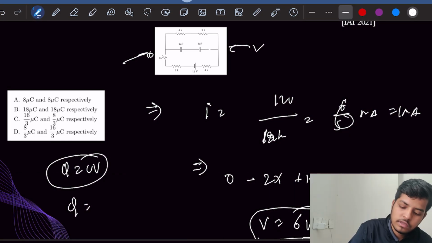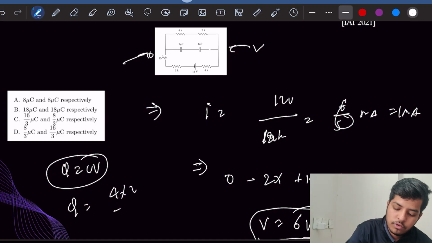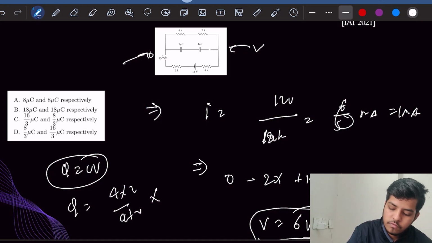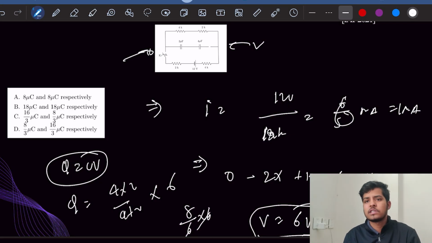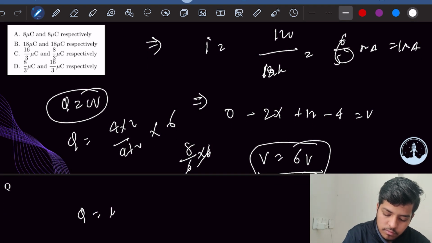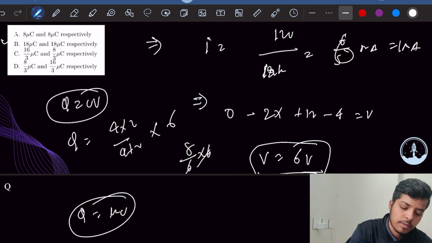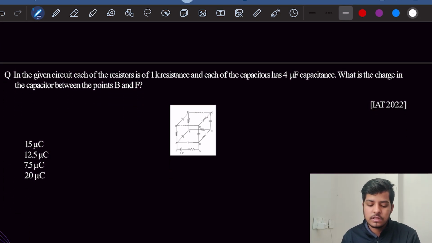So we know that in capacitance Q equals CV. So Q equals C, and the capacitors are connected in series, so equivalent capacitance will be 4 into 2 upon 4 plus 2, into V which is 6, so 8 upon 6 into 6 equals 8. Since the capacitors are in series, both capacitors will have the same charge, so 8 microcoulomb will be the charge on each capacitor. A option is correct. तो चलिए नेक्स्ट क्वेश्चन पे चलते हैं.